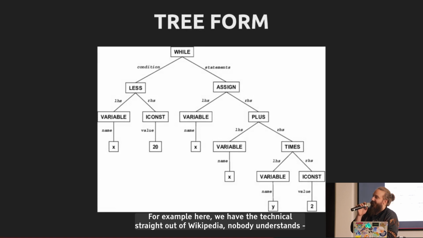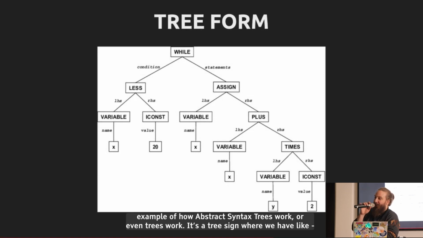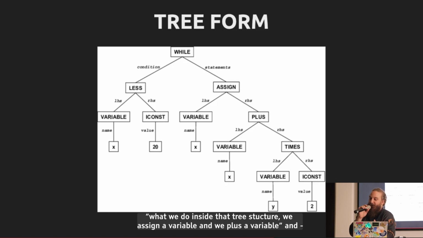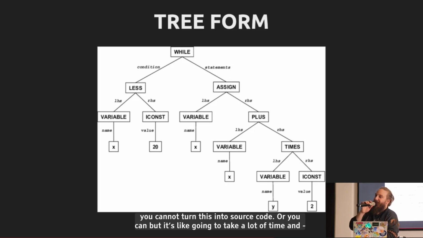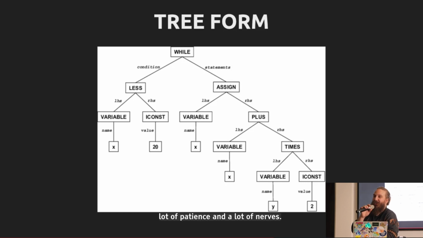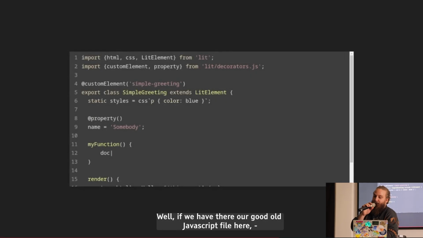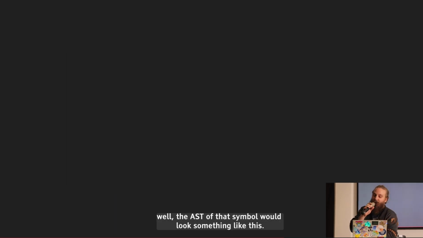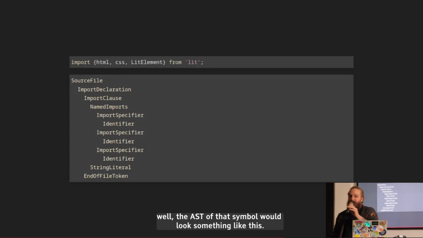For example, here we have the technical, straight out of Wikipedia, nobody understands example of how abstract syntax trees work, or even how trees work. It's a tree where we have, while something is less than something, we might do something, and inside of that tree structure we assign a variable and add a variable, and you cannot turn this into source code. Or you can, but it's going to take a lot of time and a lot of patience and a lot of nerves. Well, if we had our good old JavaScript file here, and we wanted to examine this import statement using abstract syntax trees, ASTs, the AST of that symbol would look something like this.